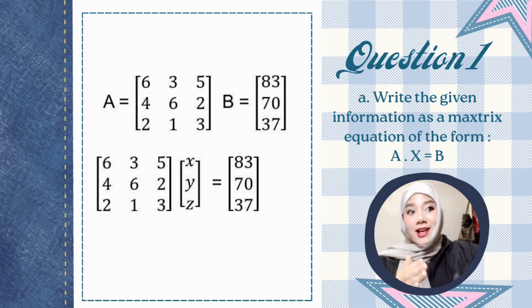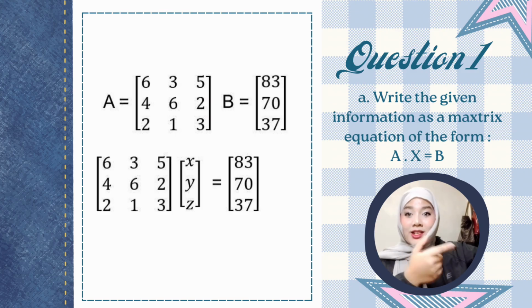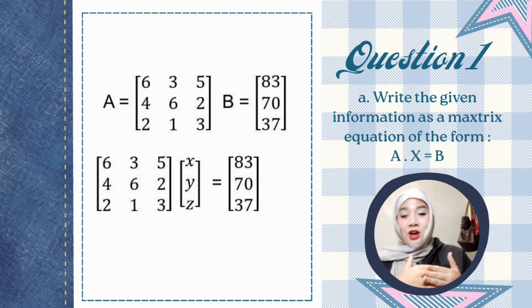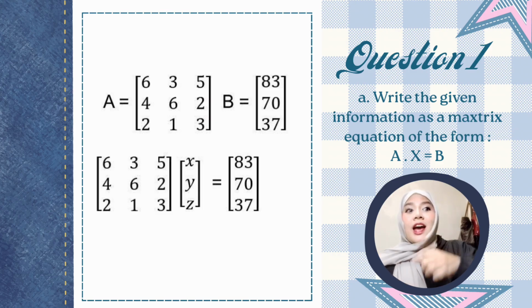Meanwhile, matrix X represents the unknowns, the water used on day 1, day 2, and day 3. These are the unknowns that we are going to find later. And then matrix B represents the total water used on each herb.